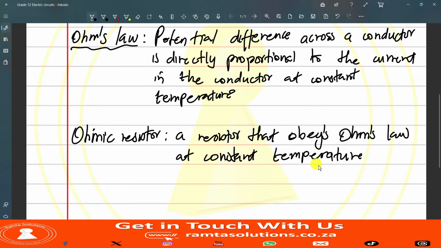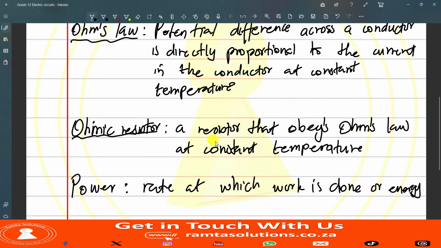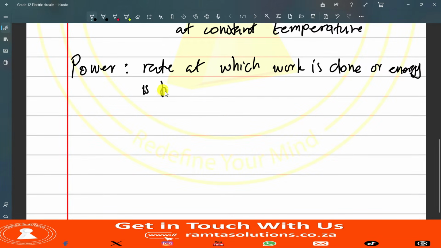Okay, so then we also talked about power. I have to give you the definition of power. So this power, of course, you know it from work, energy, and power, right? This is the rate at which work is done or energy is transferred, right? So let's write it down. The rate at which work is done, or energy is transferred.